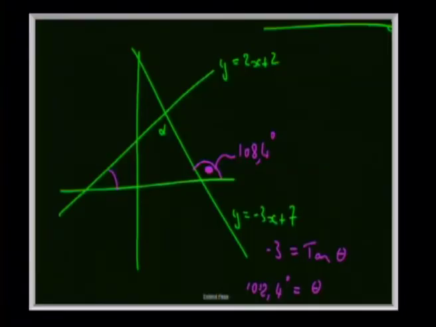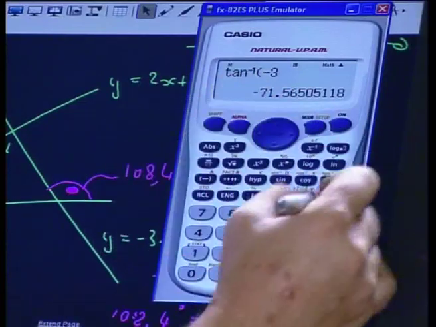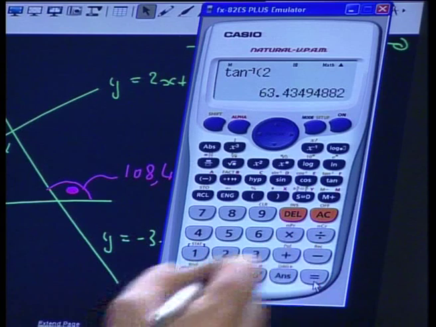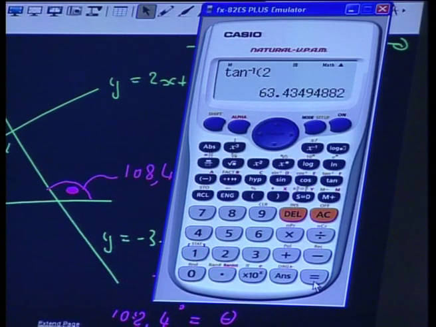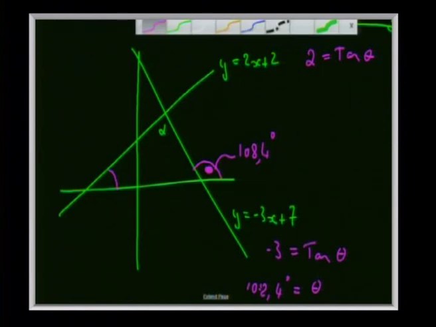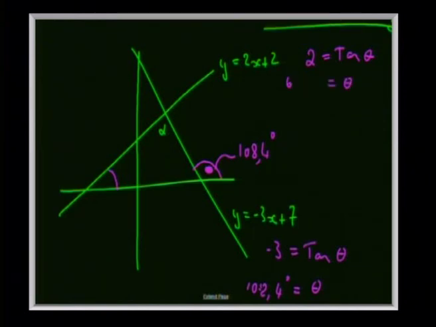Right, let's go to y equals 2x plus 2. We'll have that 2 is equal to tan theta, and we're going to find out what theta is. Pop up our calculator, and we go shift tan of 2, and we get 63,4. So in this case, theta is equal to 63,4 degrees. So that little angle in there is 63,4 degrees.